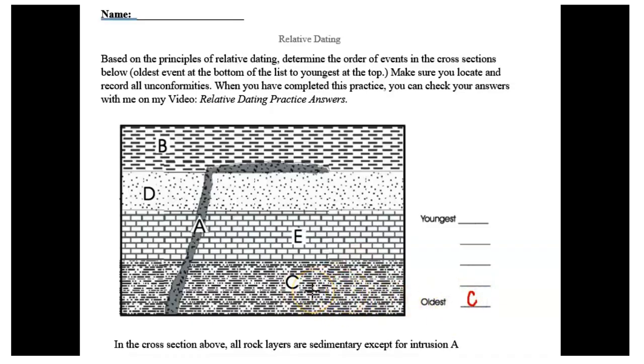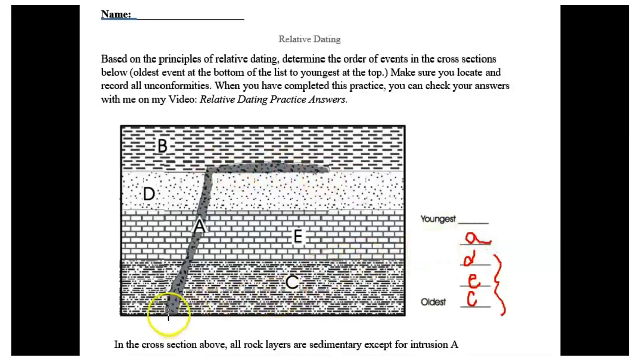After C was deposited, we have the deposition of unit E. And after unit E was deposited, we have the deposition of unit D. Unit C, E, and D were deposited in this order, and based on the principle of superposition, we know that C was the oldest, followed by E, followed by D. And after the deposition of D, we can see that we have an igneous intrusion labeled A.